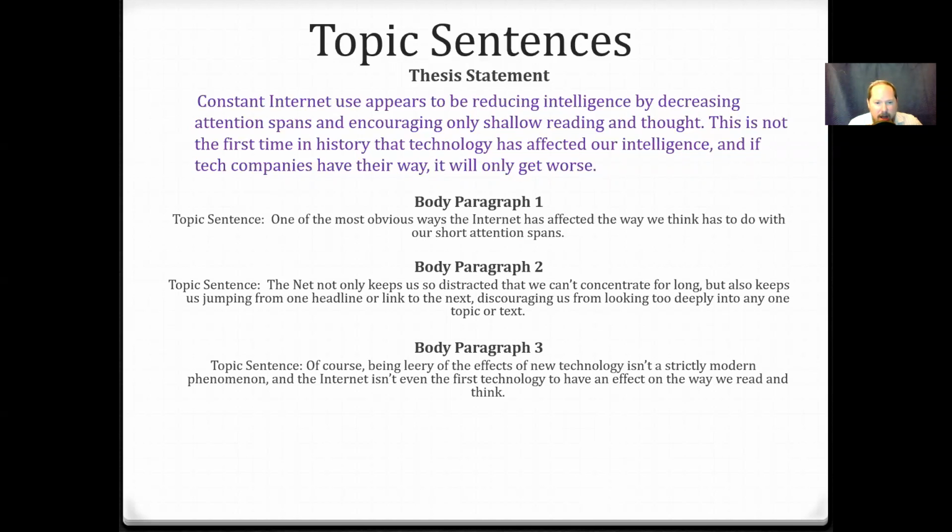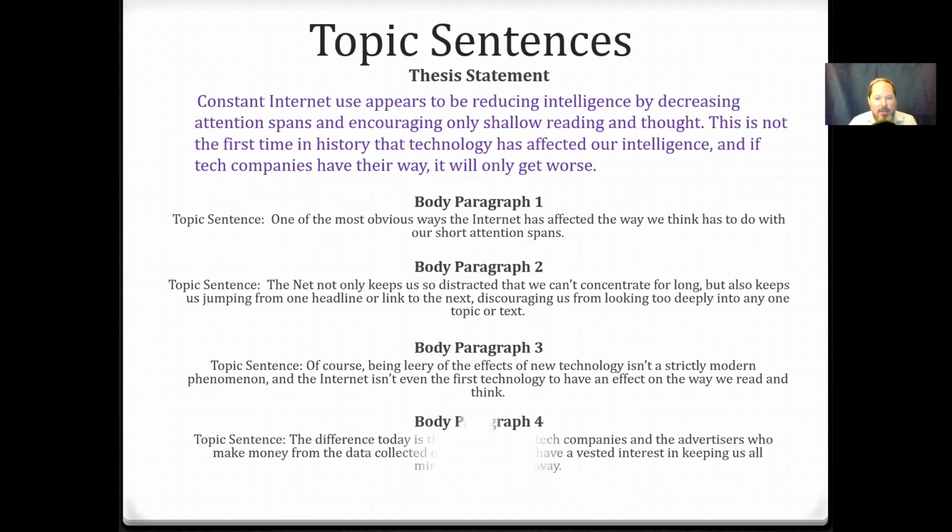Topic sentence. Of course, being leery of the effects of new technology isn't a strictly modern phenomenon, and the internet isn't even the first technology to have an effect on the way we read and think. Okay, so now you're going to be talking about some of the history of people who were worried about technology, or worried that certain new technology was going to affect people or our intelligence specifically. Nicholas Carr talks about that.